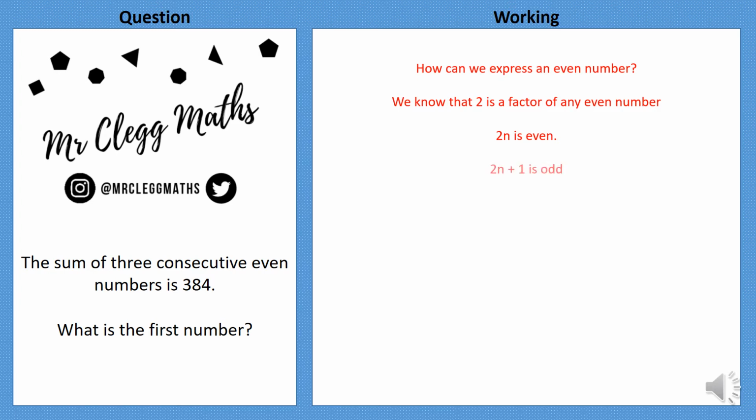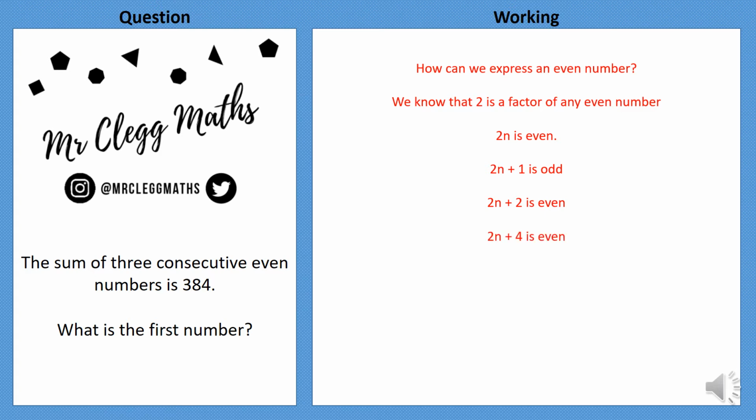If 2n is even, then 1 more than that must be odd, because 1 more than any even number is always odd. If we think of 34, 1 more than that, 35, is odd. If you think of 3,852, 1 more than that, 3,853, is odd. So 2n plus 1 would be odd, but 2n plus 2 would be even again. So 2n is even, and 2n plus 2 is also even.